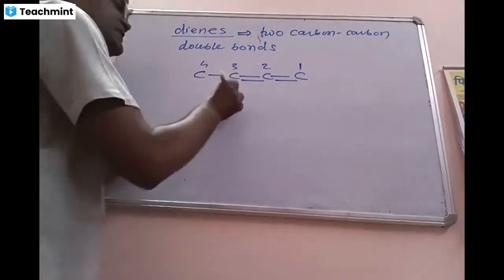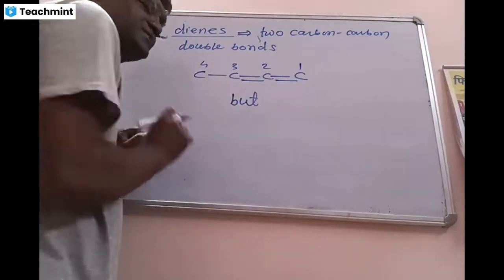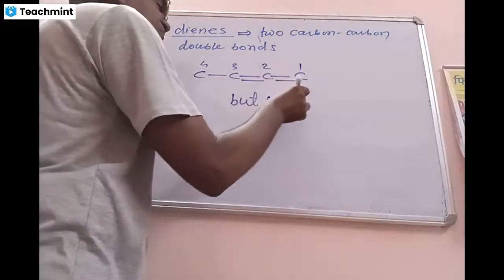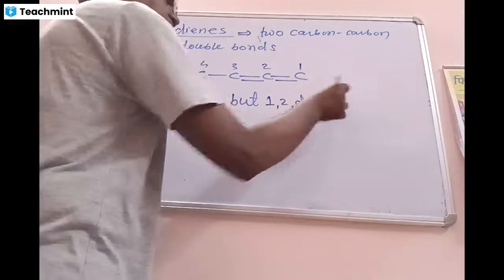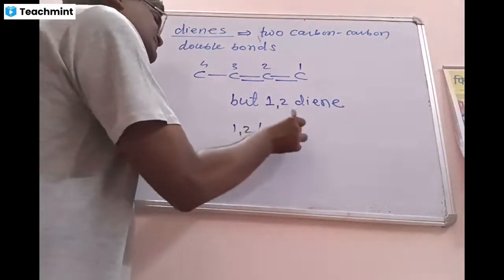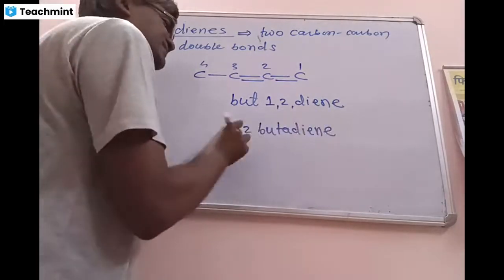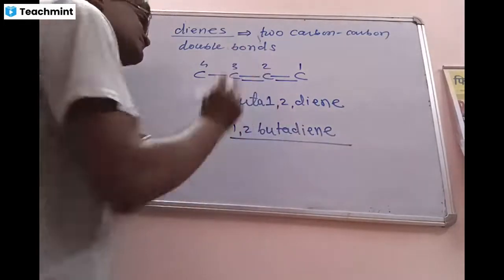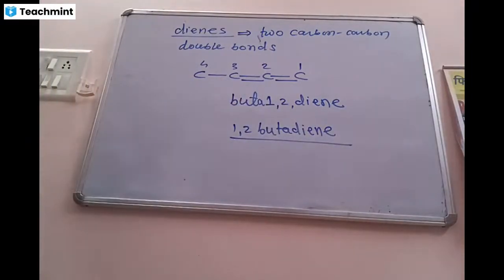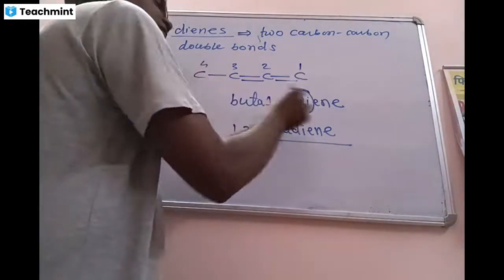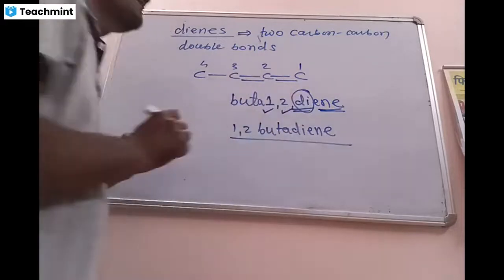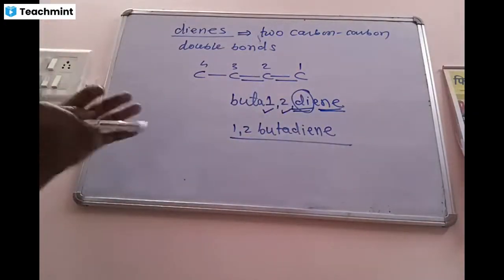So now how many carbon atoms? Four. Carbon number 1 and carbon number 2. So this is but 1, 2. वन टू ब्यूटाडाइन पढ़ने में ऐसा आता है. 1, 2 ब्यूटाडाइन. डाइन क्यों आया? डाई for 2, ENE for double bond. Where are they? Carbon number 1 and carbon number 2 carry a double bond. Right?